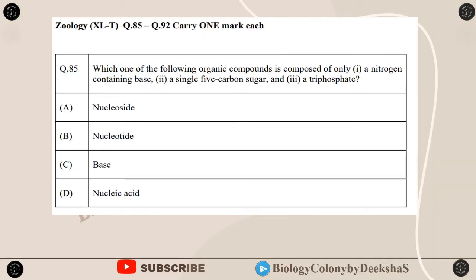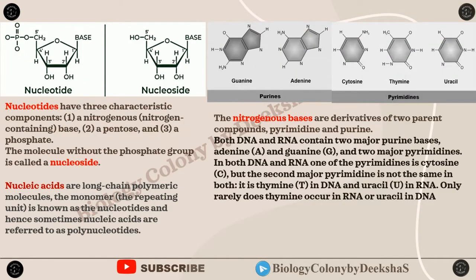Okay, so the first question is, which one of the following organic compounds is composed of only a nitrogen containing base, a single 5 carbon sugar and a triphosphate? The answer will be nucleotide. As we know that nucleotides have three components, nitrogenous base, pentose and a phosphate. As you can see in this picture, it is a phosphate group, a sugar and a nitrogenous base. Then nucleoside is the one without the phosphate group. So nucleotide minus phosphate makes up the nucleoside.